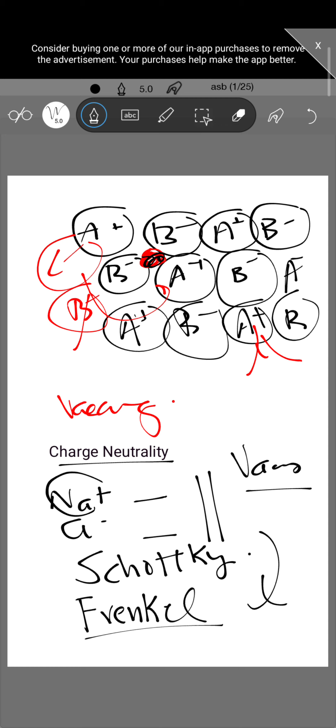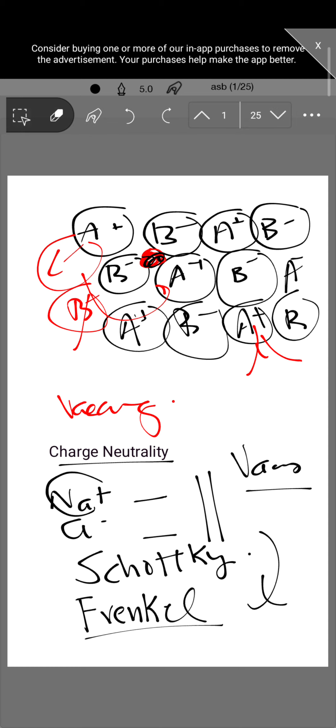Okay. So let's recapitulate what are the defects that we have studied till now. We have studied about grain boundary. In fact, grain boundary is also a defect. We have studied about grains.